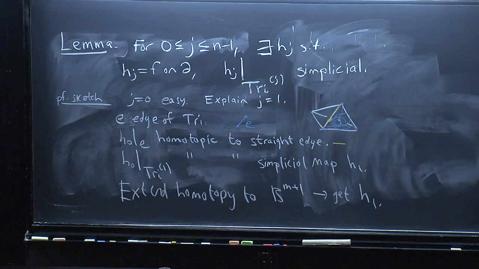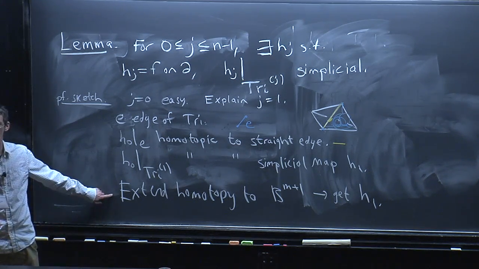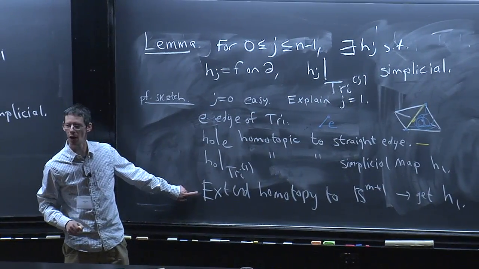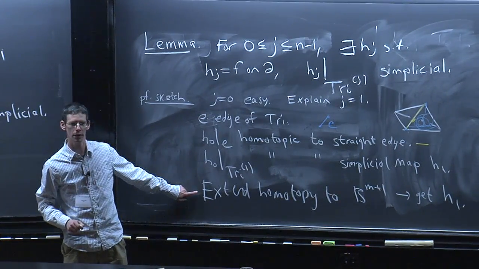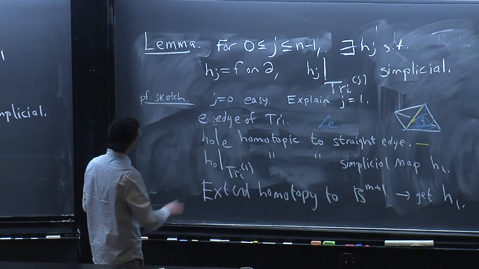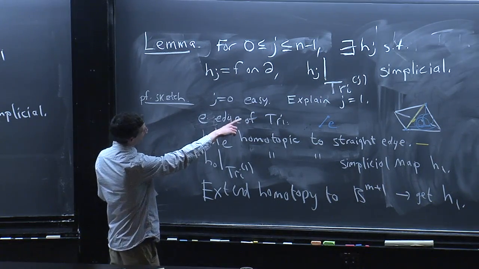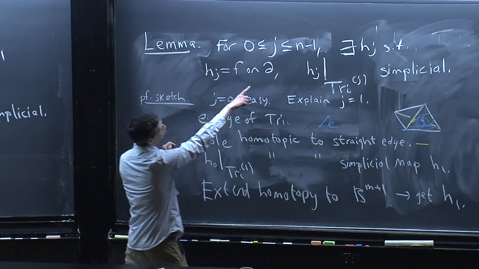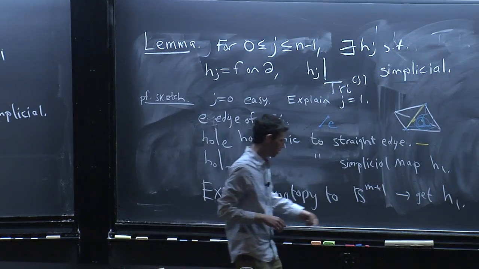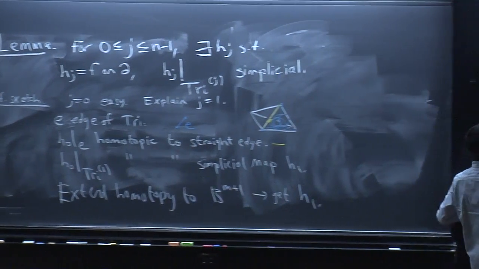So let me ask, can people read down here to the bottom of the board? Yeah. And does anyone want to be reminded about how to extend a homotopy, the homotopy extension lemma? OK. So that's how to get H1. And the same thing works all the way up to Hn minus 1. And then it stops working. So let me explain where we run into a problem.